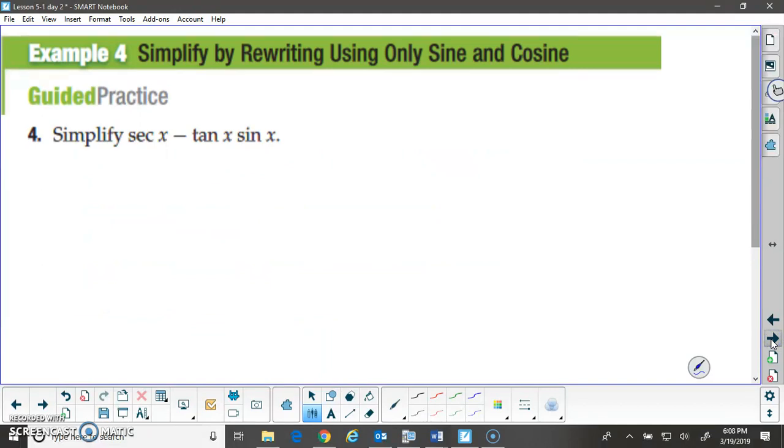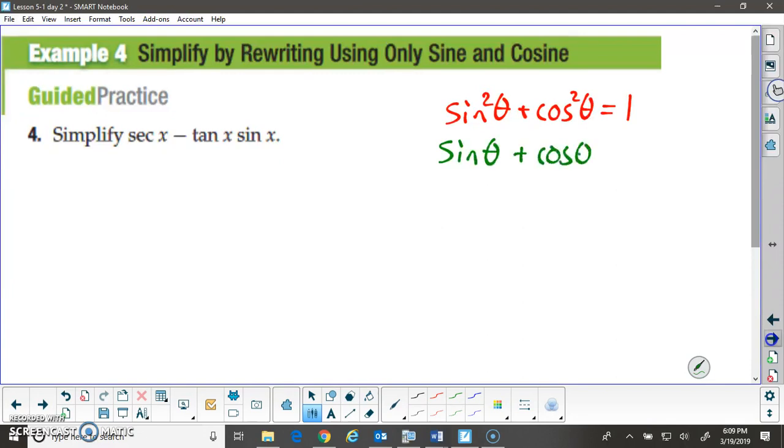Here's the first one. It says to simplify the expression secant of x minus tangent of x times sine of x. Well, we can't use the first guideline because we don't have any squares. Some people mistakenly think that because sine squared plus cosine squared equals 1, that also means that sine plus cosine equals 1, but that is not true.